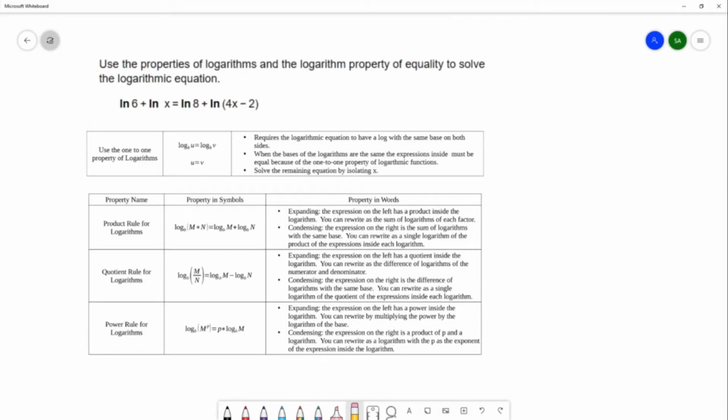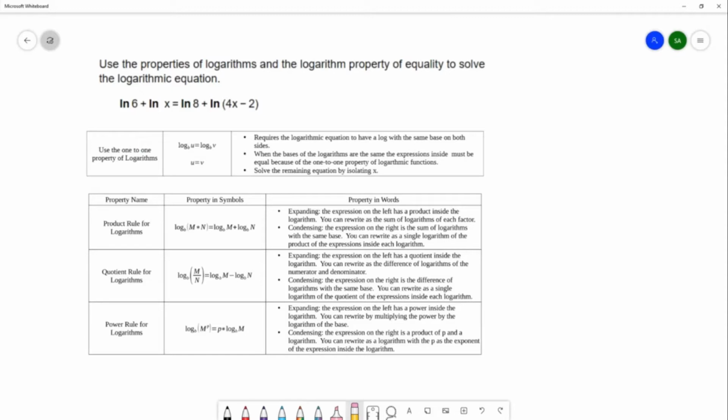So first it says that we're going to use properties of logarithms as well as the property of equality to solve this equation. So first I want to take a look at the property that we're going to be using to solve, and that's the property of equality right here. Some sources call it the one-to-one property of logarithms. What this property says is that if you have log base b of u equals log base b of v, so that means you have the log with the same base on both sides, then what's inside the log on the left must equal what's inside the log on the right. So it allows you to simplify your equation to no longer having logarithms in it.